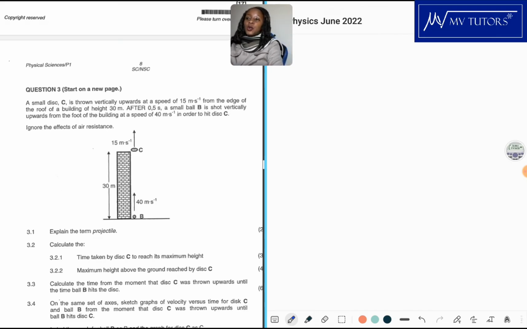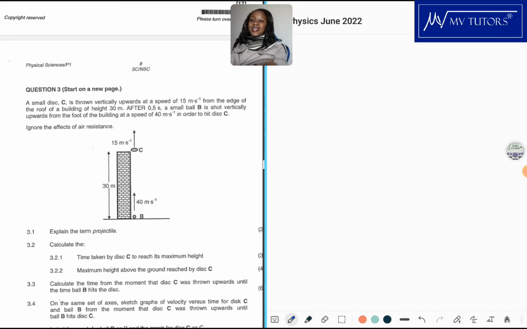So a small disk C is thrown vertically upwards at a speed of 15 meters per second from the edge of the roof of a building of height 30 meters. You can see that in the sketch. After 0.5 seconds, a small ball B is shot vertically upwards from the foot of the building at a speed of 40 meters per second in order to hit disk C. Ignore the effects of air resistance.